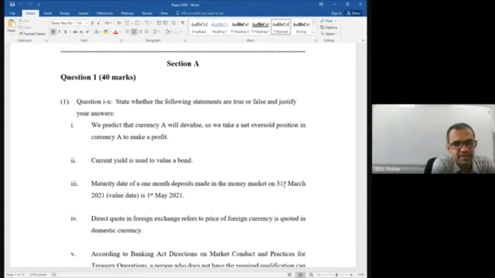And again, the calculator: just check which calculators you are allowed to bring. Not the financial calculators. It should be a non-programmable calculator. So get ready with one of those and practice with that one as well.